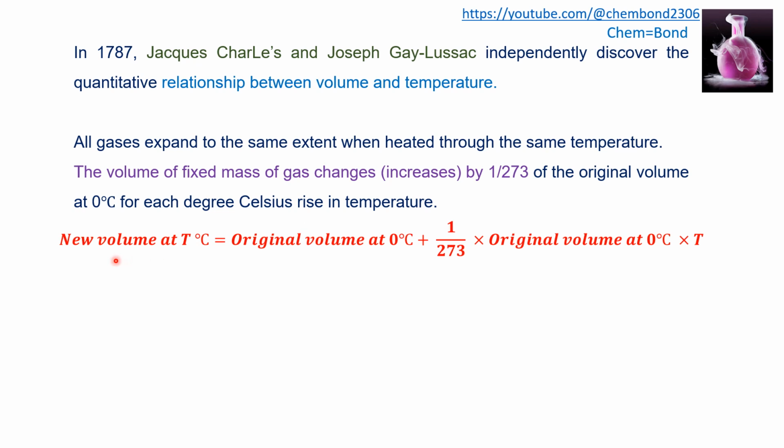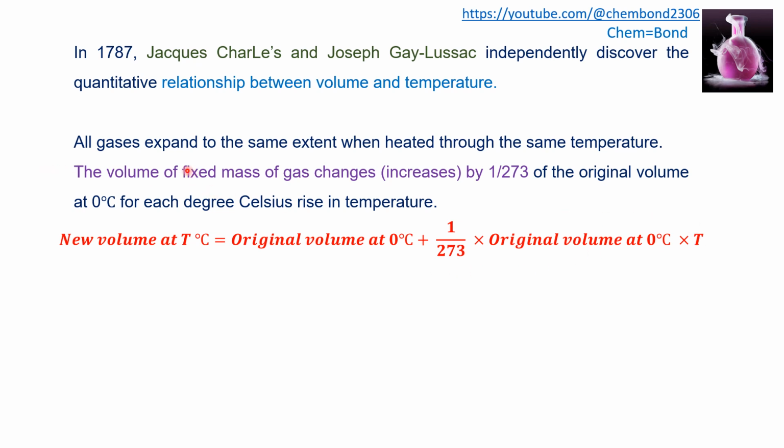So the new volume at T degree C is equal to the original volume at 0 degree C plus 1/273 of the original volume. So the change or increase in the volume is equal to 1/273 of the original volume at that temperature.